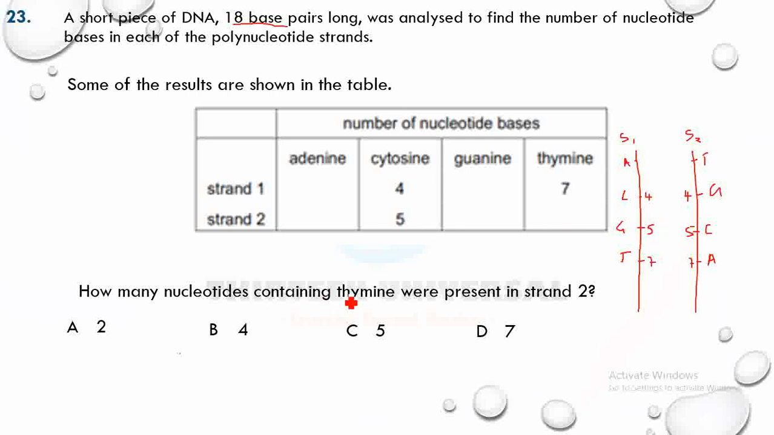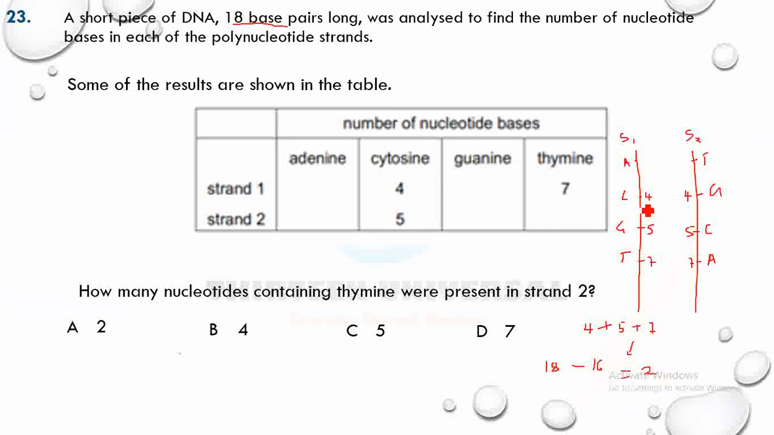So the question says how many nucleotides are containing thymine? There's nothing for this adenine and thymine here. So let's find it. Remember that we are told 18 base pairs. So let's add these base pairs: 4 base pairs plus 5 base pairs plus 7. That will give you 16 base pairs. Now how many base pairs are left? 18, the total number of base pairs, minus 16 gives us 2 base pairs left.